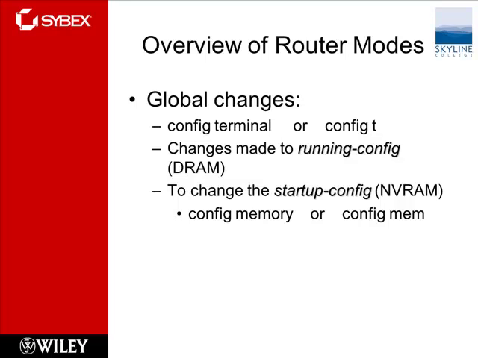Changes are made to the running config in DRAM, dynamic RAM. As we make changes, they're in volatile RAM, dynamic RAM. Until we save those changes, if the router gets turned off, by power failure or whatever else, and it restarts, they don't get reloaded.